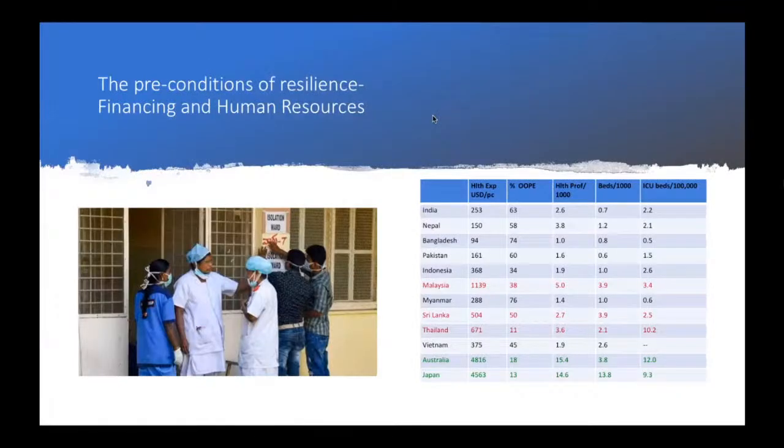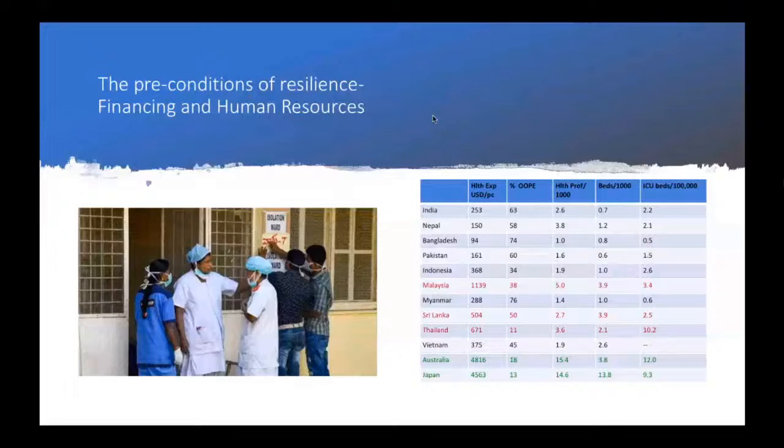Finally, financing and human resources. This chart, you may not be able to see it, shows that India has one of the lowest public health expenditures and a relatively low health infrastructure and human resource.